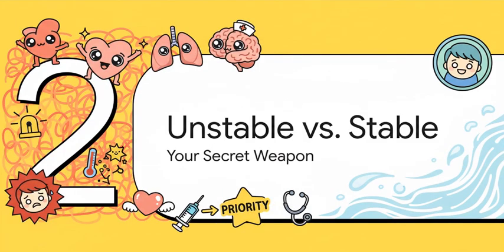So here's the secret weapon I was talking about. You know your ABCs, airway, breathing, circulation, are always number one. But what happens when all four of your patients seem to have stable airways and they're all breathing okay? That's where this framework comes in. The rule is just so simple. The unstable patient is always your priority, period. They're the one who's most likely to crash, and crash fast.